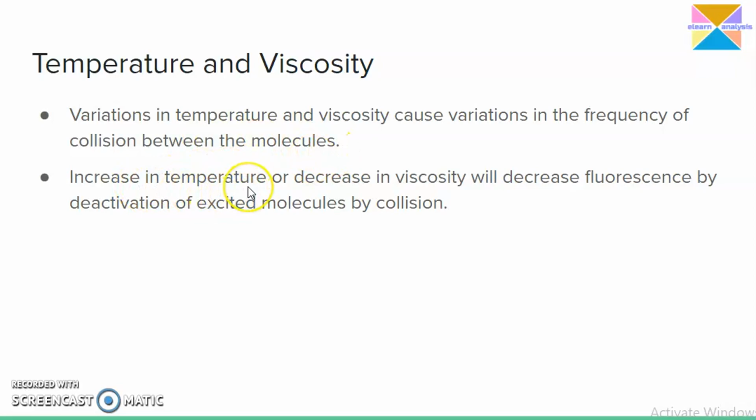If I increase the temperature, I add energy to the molecules, or if I decrease the viscosity, I usually favor both. I mean to say, if I increase the temperature, I add energy to the molecules, and simultaneously, if I decrease the viscosity, this whole thing, the increase in temperature or decrease in viscosity, will decrease the fluorescence by deactivation of excited molecules by a simple process called collision. So if I increase the temperature, the molecules will gain internal energy and they will tend to collide with the neighboring molecules, and the fluorescence intensity will be lost by collision.